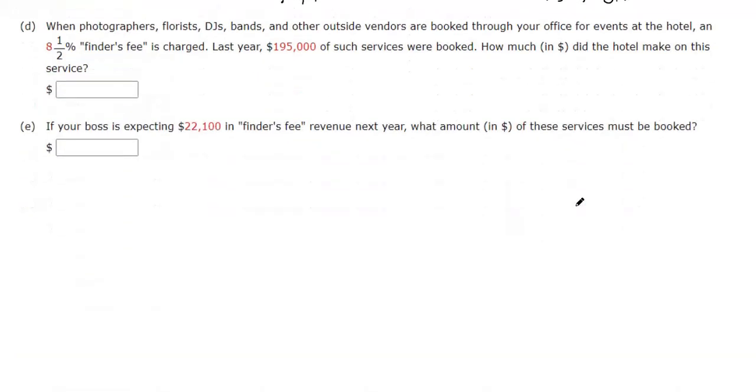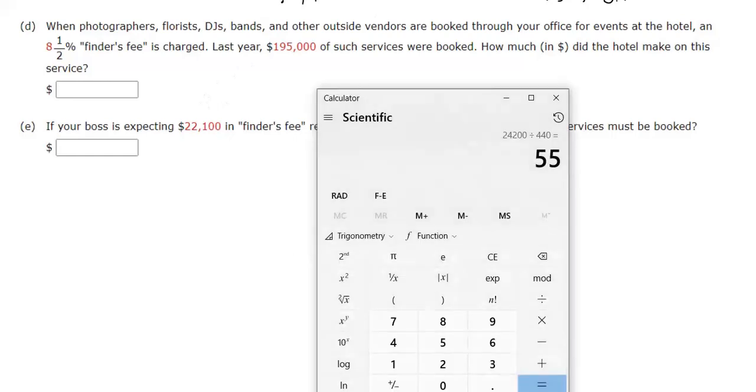Then part D, let's see. Looks like a totally different problem here. They booked $195,000 in consulting services for people. And they said they get an 8.5% finder's fee. So how much did the hotel make? That's just 8.5% of 195,000. So I'm just going to multiply 195,000 by the decimal form of 8.5%.